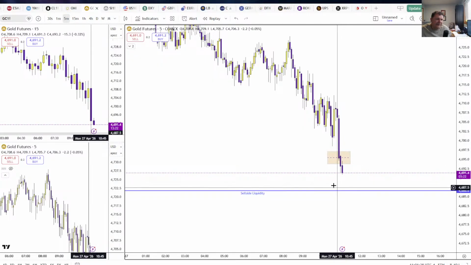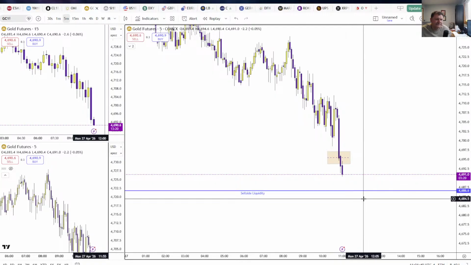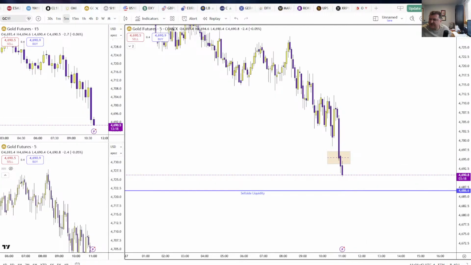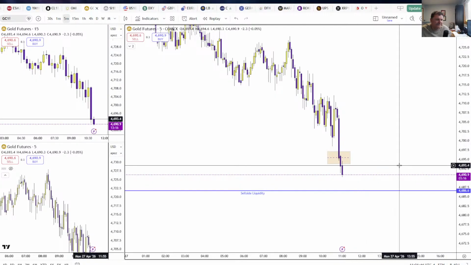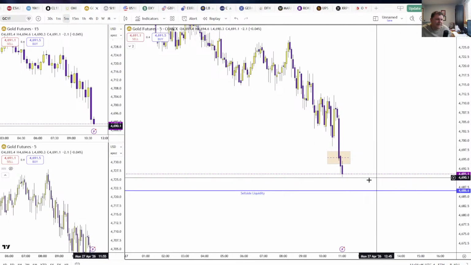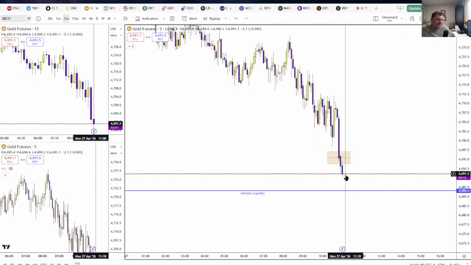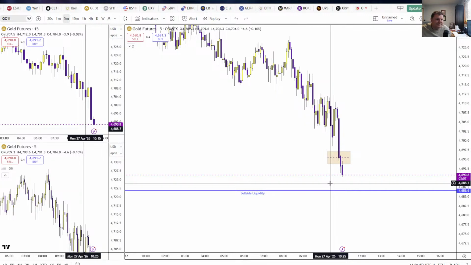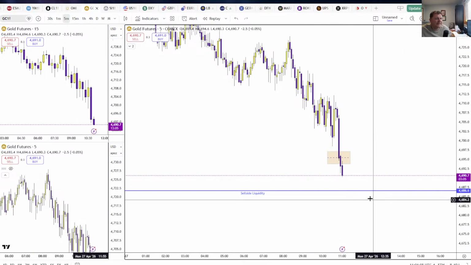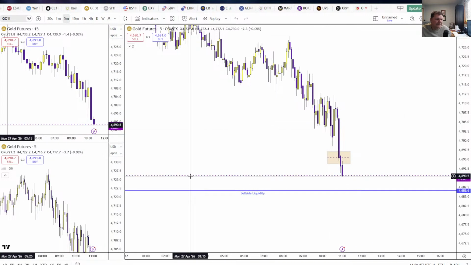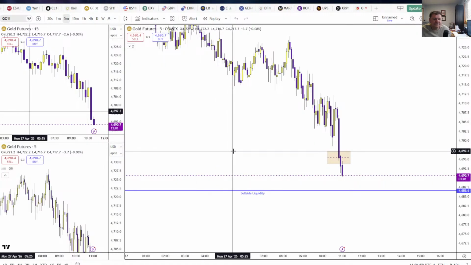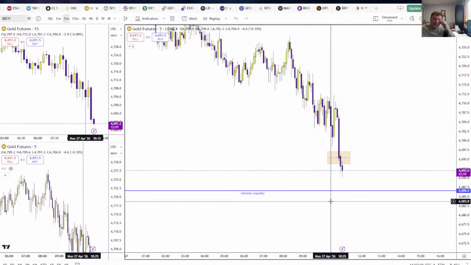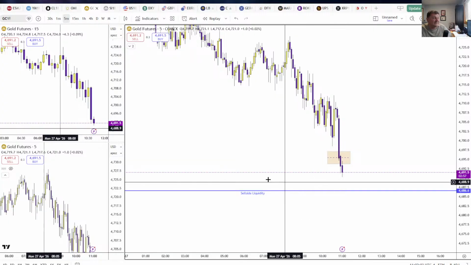Took that short there in gold. Stop loss is now moved to break even. I don't want to see it come back up in here now, so it's a risk-free trade. Let it run now. Let's see if we hit that objective. This is a Model 4, by the way, if you're watching.